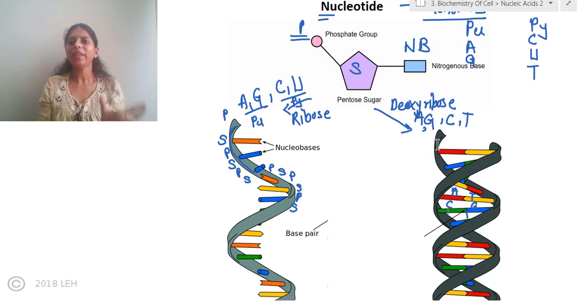A is always joined to the T and C is always joined to the G. C and G join to one another with the help of hydrogen bonds. Three hydrogen bonds are formed between C and G, and two hydrogen bonds are formed between A and T. Got it?